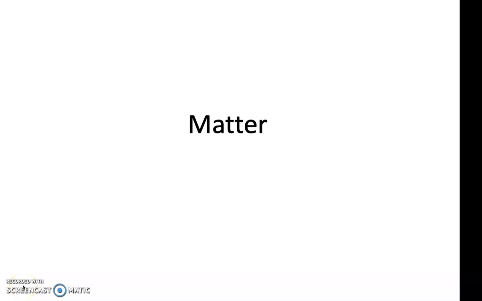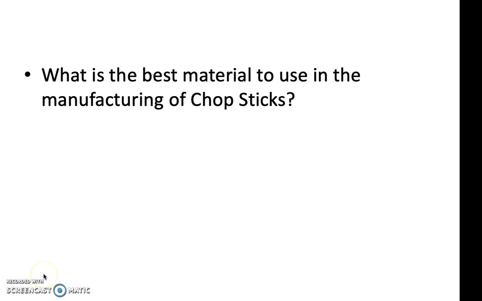Hey guys, this video is about matter, and we're going to talk about matter just a little bit to make sure you understand what it is. For example, what is the best material to use in the manufacturing of chopsticks? A lot of people say plastic, some people say wood, but we have to be more specific about what we're looking for. What do I mean by specific?